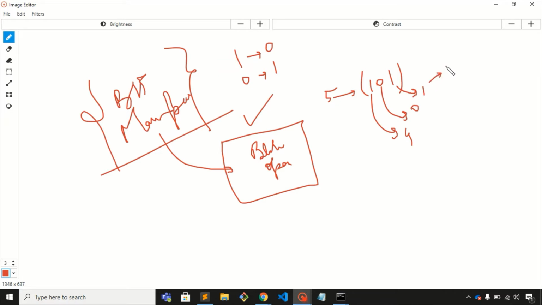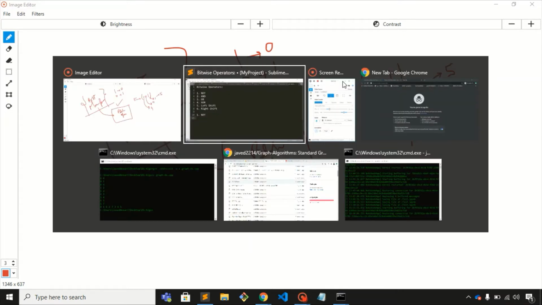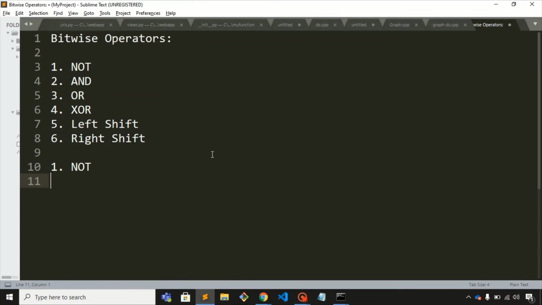The binary of 5 is 101, and NOT is represented by the tilde symbol. If I take the bitwise NOT of 5, it is equivalent to NOT 101, and the result is 010. If I convert this into decimal, that is equal to 2. So bitwise NOT of 5 is 2.